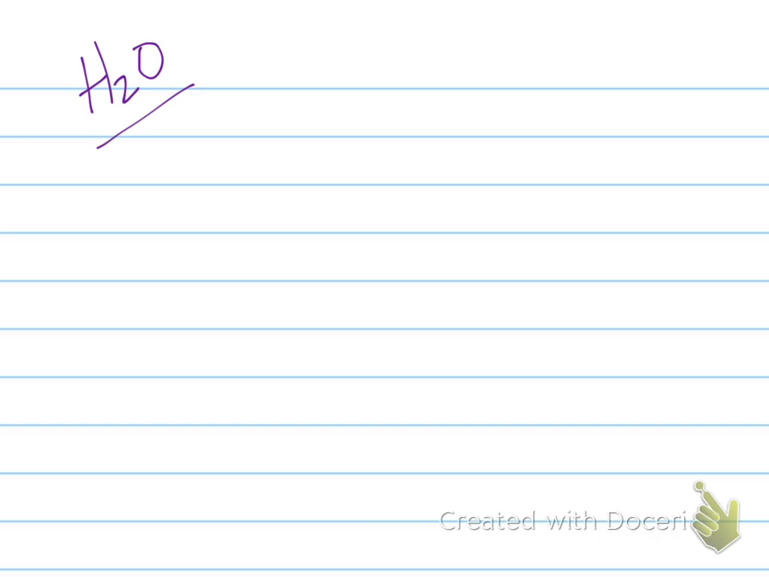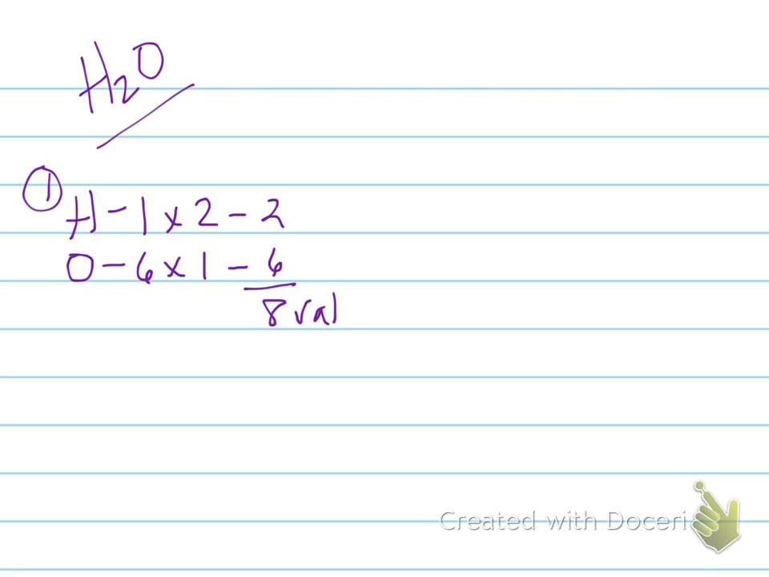So to start off with, we want to count up how many valence electrons everything's bringing to the party. So hydrogen, how many does hydrogen have? One. Hydrogen has 1 valence electron, and there are 2 of it. How many valence electrons does oxygen have? 6. And there's only one oxygen. So we have 8 valence electrons coming in. That's our first step.